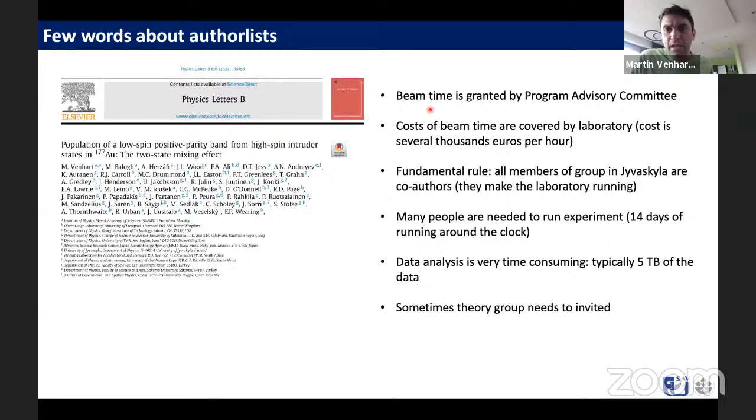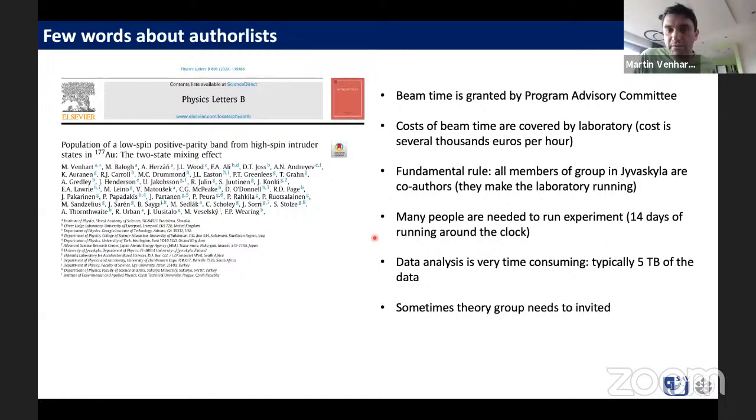And then there is a fundamental rule that all the members of the local group are automatically co-authors of any paper that is measured there. And the reason is they make the laboratory run. They take care of it, and they really keep it working. And without their work, this would not be possible. You can agree or disagree on this, but you cannot avoid this. So that's how immediately we get quite a huge author list.